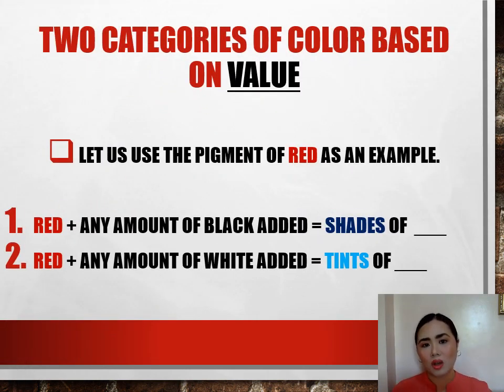Now, there can be two categories of color if our basis is the quality of value. Let us use the pigment of red as an example. Number one, red plus any amount of black added is equal to shades of red. Now, number two, red plus any amount of white added is equal to tints of red. Now, as you can see, the two categories of color based on value are shades when you add the pigment plus any amount of black. And the second one, you have tints when you mix the pigment plus any amount of color white.